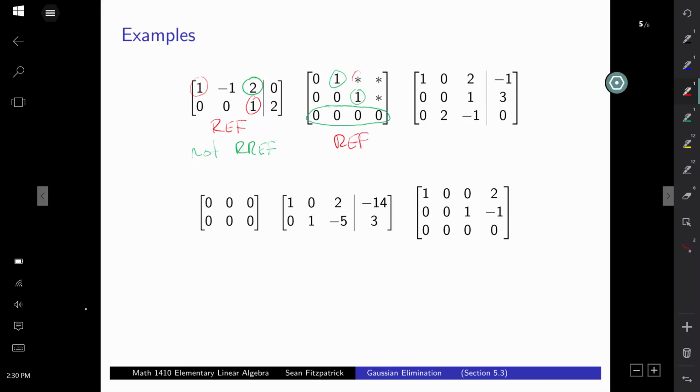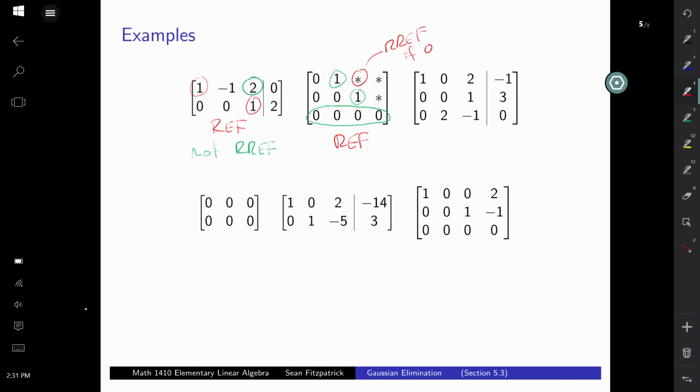Whether or not it's in reduced row echelon form depends on this guy. If that guy is 0, then we're in reduced row echelon form. But I don't know what value it is, so we can't conclude. All right.